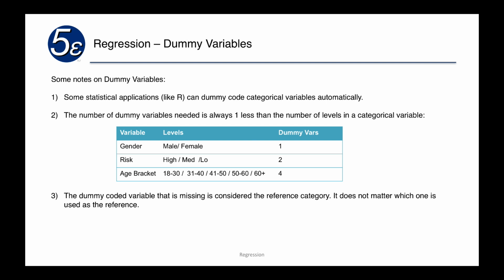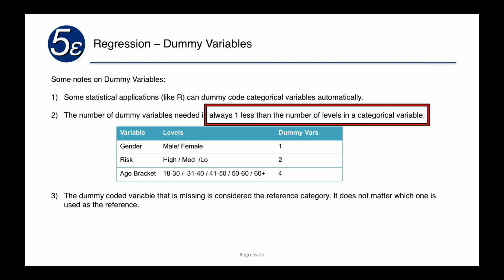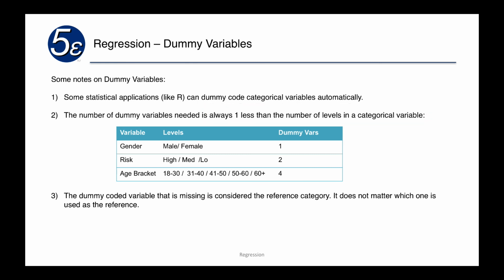The number of dummy variables needed is always one less than the number of levels in a categorical variable. So if our categorical variable is gender, male, female, the number of dummy variables we need is 1 because there are 2 levels. Assume if we had a variable called risk, the levels are high, medium, and low, the number of dummy variables we need is 2 because the levels are 3. And if we had an age bracket of 18 to 30, 31 to 40, 41 to 50, 50 to 60, and 60 plus, we have 5 levels, so therefore we would need 4 dummy variables.